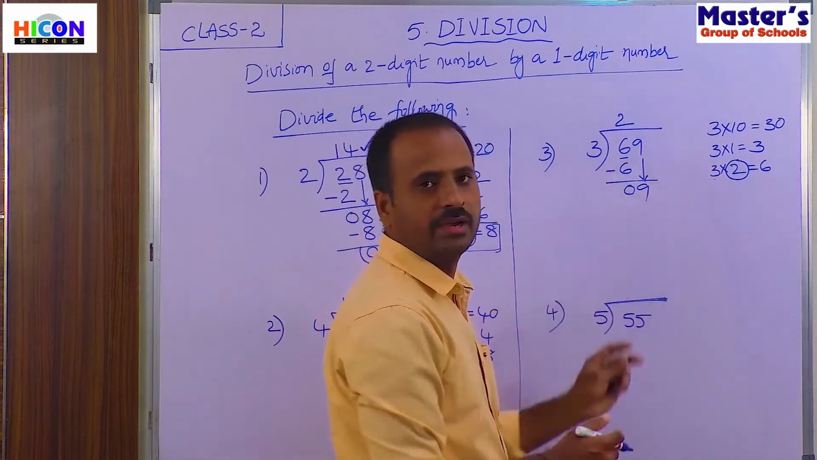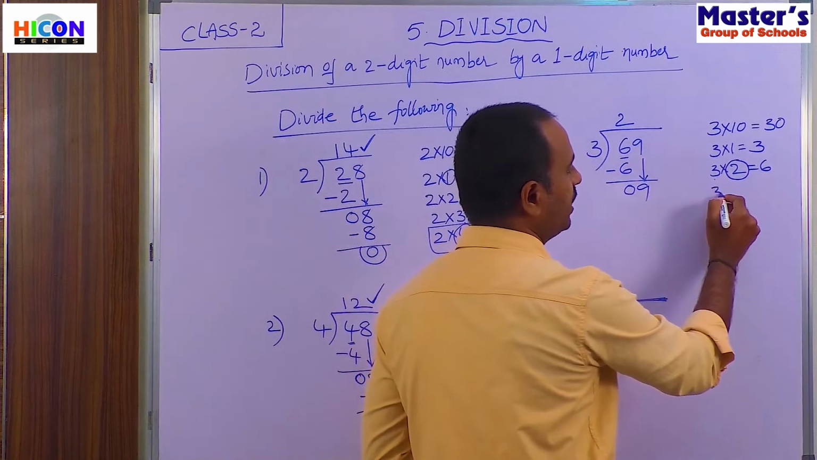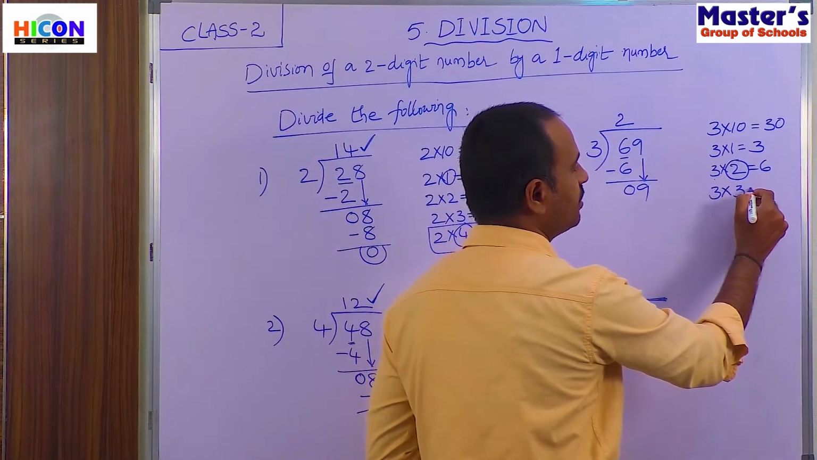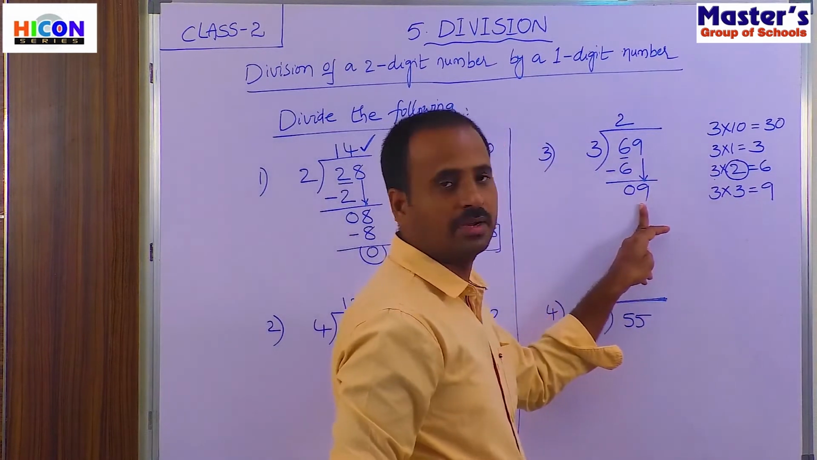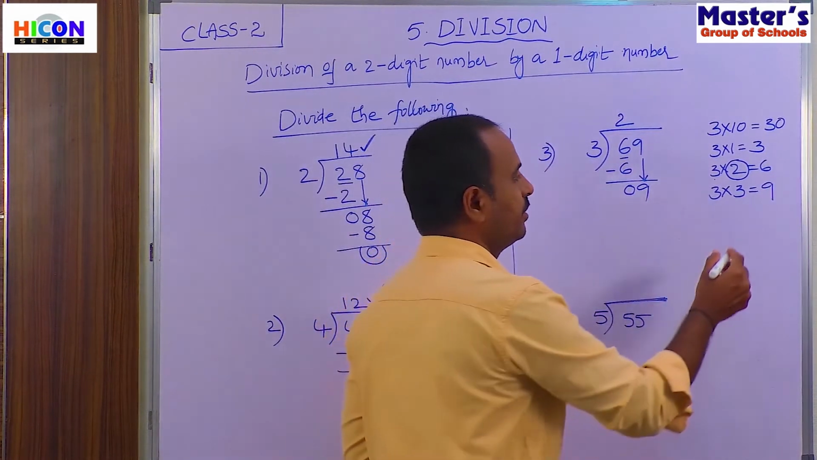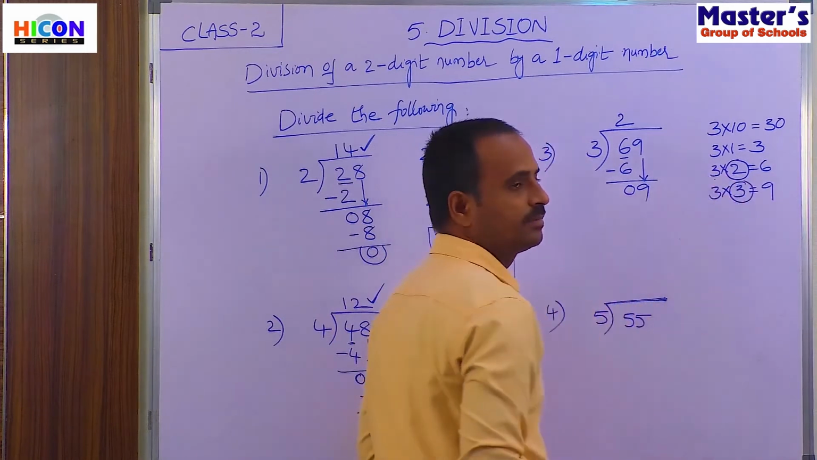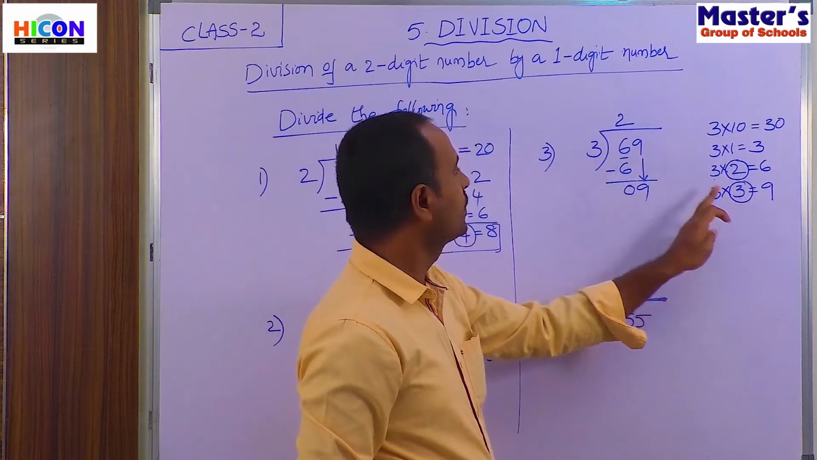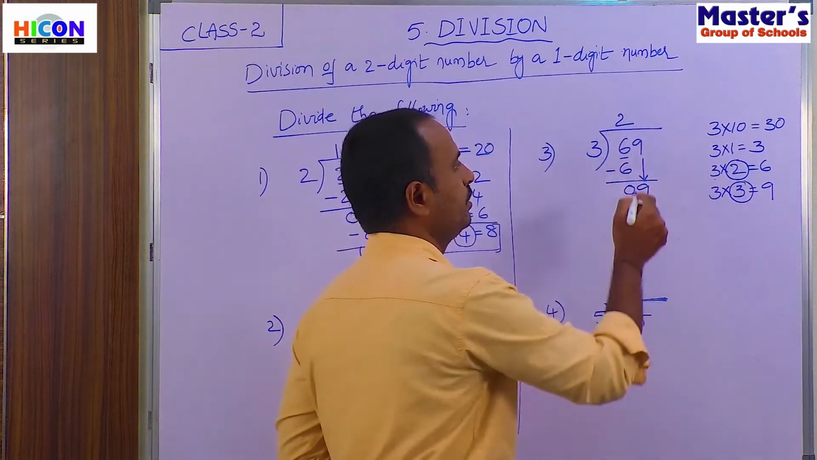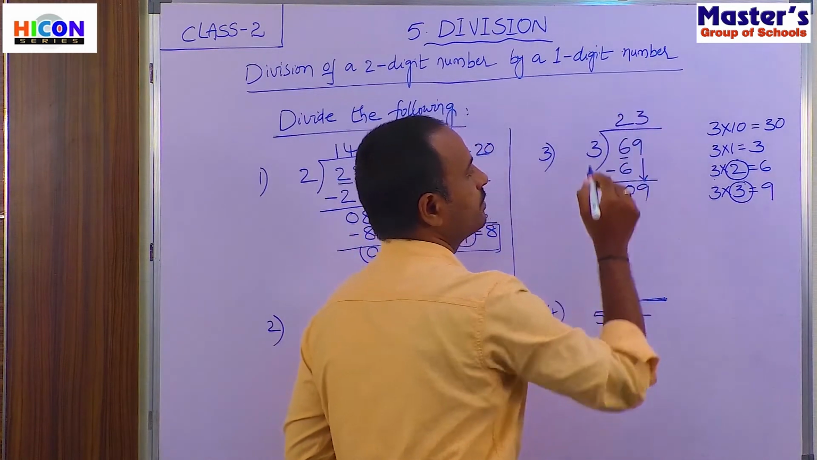So now continue the table. If you take 3 times, that is 3 threes are. Children, how much are 3 threes? 9. Yes, we got the number 9. How many times do we have to take? We have to take 3 times. So 3 times 3 is 9. So write this 3 in the quotient beside 2.